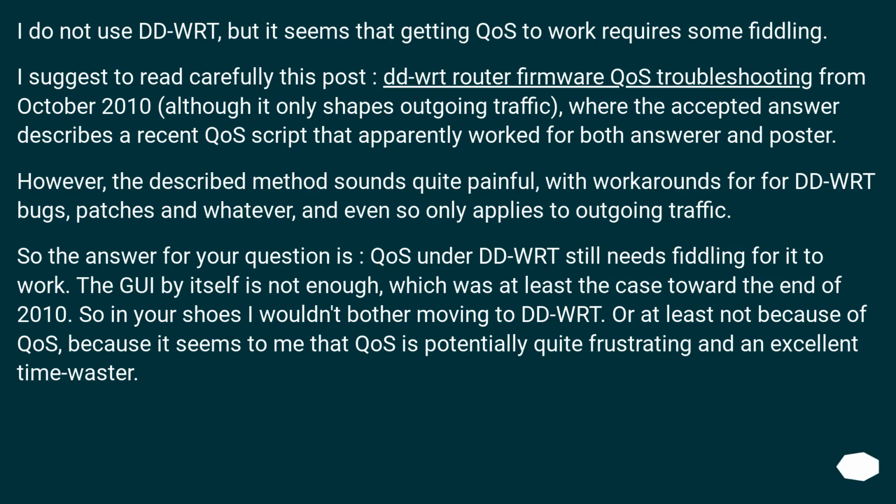I do not use DD-WRT, but it seems that getting QoS to work requires some fiddling. I suggest you read carefully the post "DD-WRT router firmware QoS troubleshooting" from October 2010, although it only shapes outgoing traffic, where the accepted answer describes a recent QoS script that apparently worked for both answerer and poster. However, the described method sounds quite painful, with workarounds for DD-WRT bugs, patches and whatever, and even so only applies to outgoing traffic. So the answer to your question is, QoS under DD-WRT still needs fiddling for it to work.